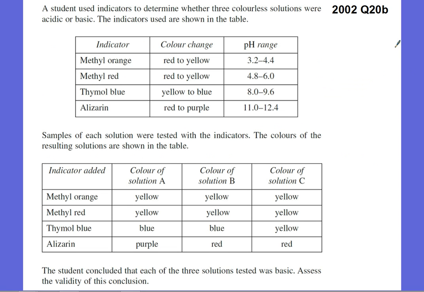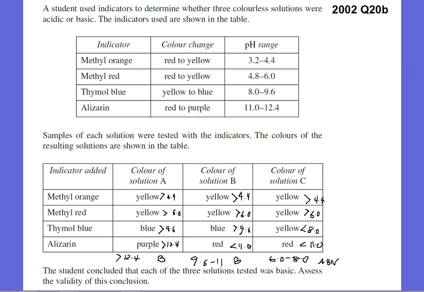Have a read of this question, think what your answer will be, and then press play for a discussion of the answer. The best way to solve these sort of questions is to go through and for each of the colours figure out what pH it was going to be. For solution A, it must have been greater than 4.4, greater than 6, greater than 9.6, greater than 12.4, so overall we know it had to be greater than 12.4 pH. It was basic. It was a valid conclusion to assume that it was basic.